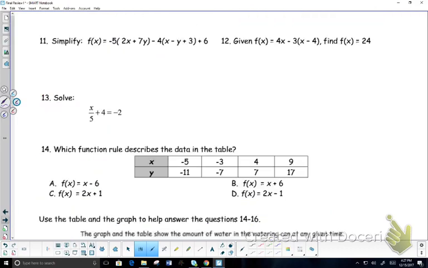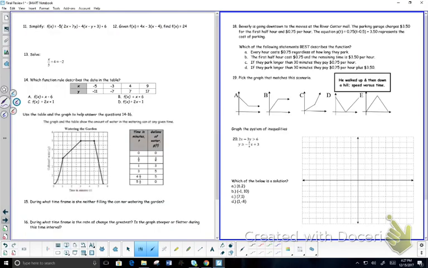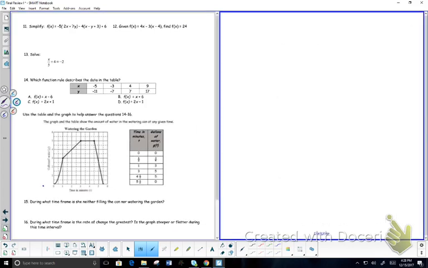Okay, let's look at the back of this page. Simplify. Oh, that looks like a lot of space. Let's see if I can fit it. I think I'm going to give myself a little work room. So let me add page. Okay, so I'm going to work on number 11 over here. I've got f of x equals -5, 2x. Oh, this is not going to work. I'm not going to have enough space. Change my mind. We'll just go back to a single screen.